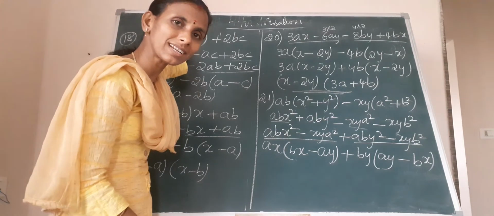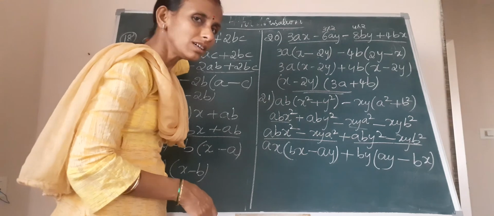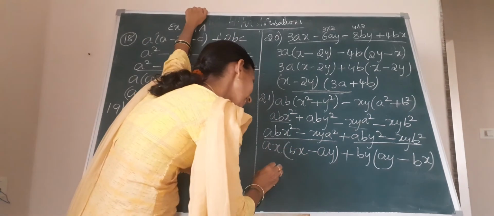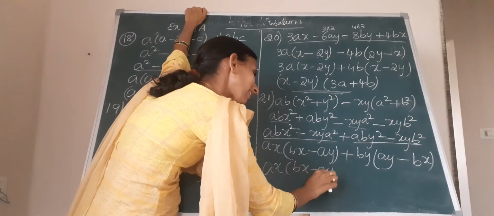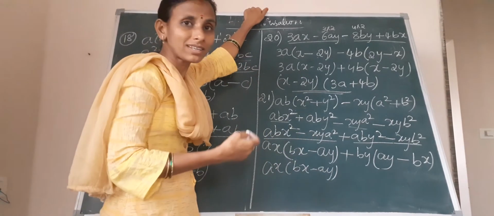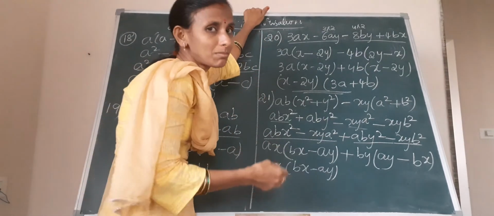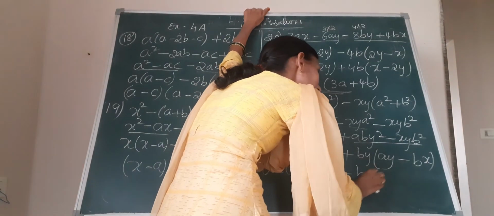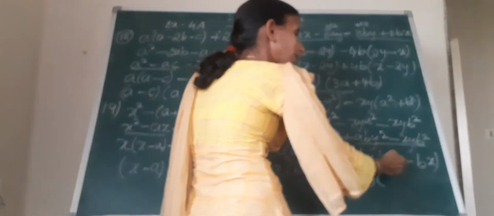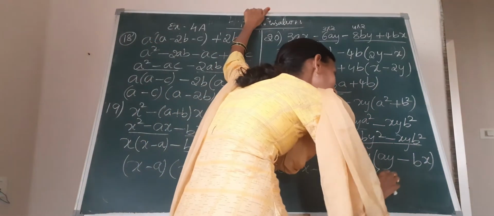So what will we do in that case? For the second term, we will take minus as a common outside. So what do we get? ax into bx minus ay. Now I am taking minus common outside. So what happens? Plus into minus is minus, minus by into. Now these terms will interchange with their signs.